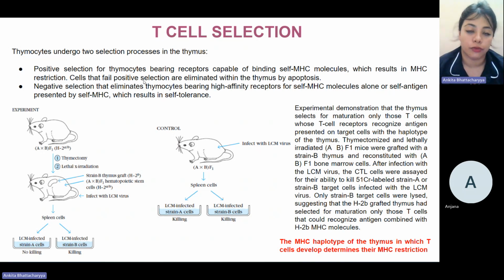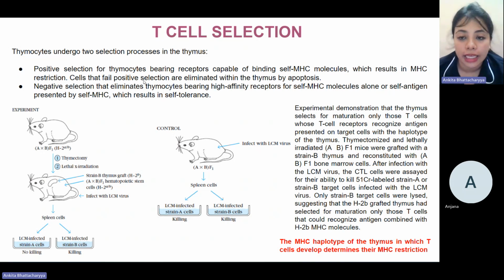So basically, when we started off, we talked about the two methods of selection of T cells: positive selection and negative selection. The positive selection is very heavily influenced by the surrounding environment, because that influences the MHC haplotype of the thymus in which these cells are developing. So we'll quickly go over the figure legend. Here you see an experimental demonstration that the thymus selects for maturation only those T cells whose receptors can recognize the antigen presented on target cells with the thymus haplotype.